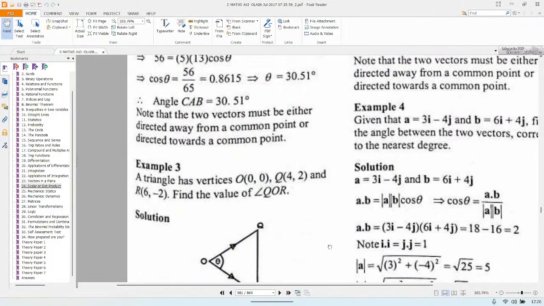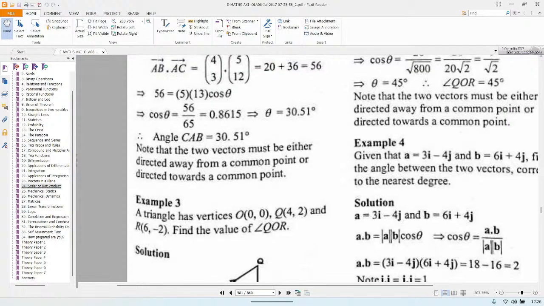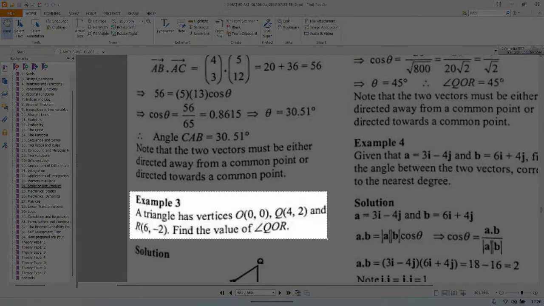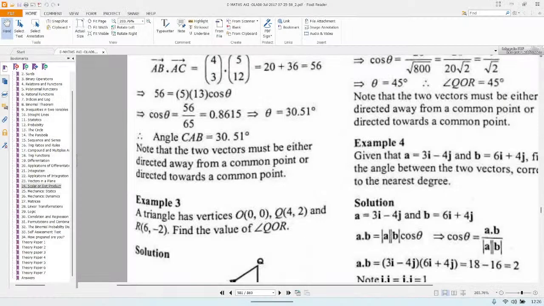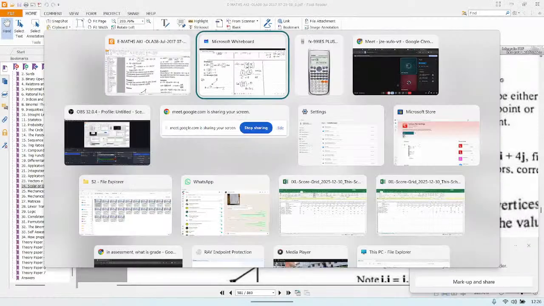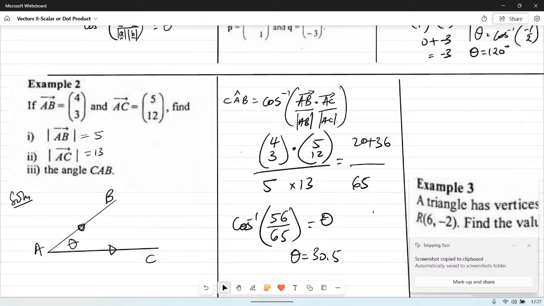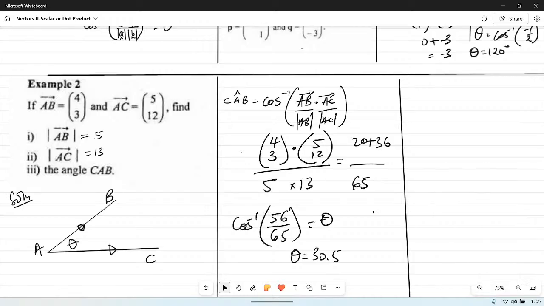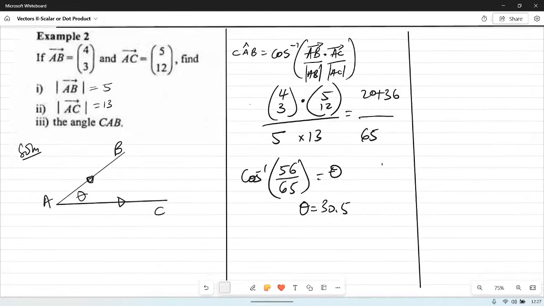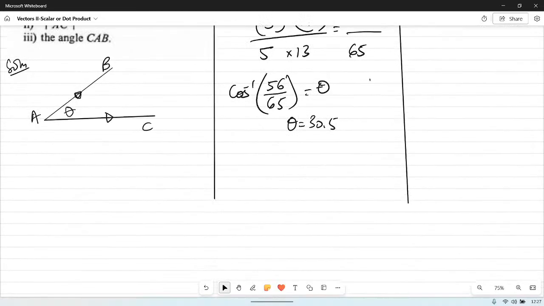Another example. You see the angles are not difficult.